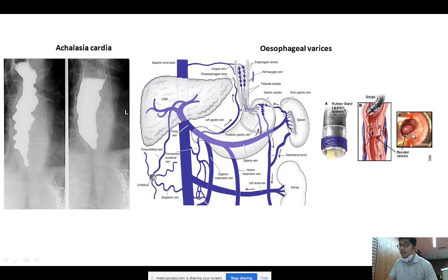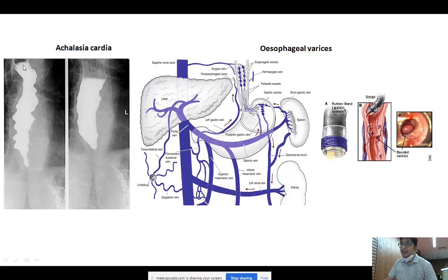You must have heard about people who take alcohol, having cirrhosis of liver, vomiting blood. That is known as hematemesis, and it is due to these enlarged veins, the esophageal varices, which rupture and bleed. Another condition is where there is a neuromuscular incoordination of the esophagus.